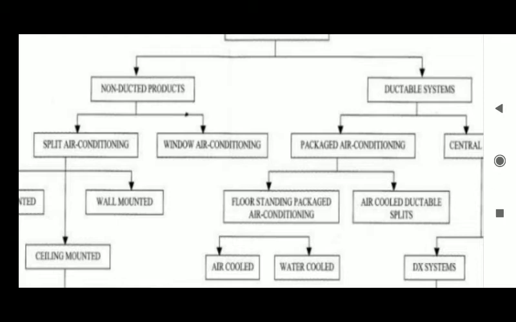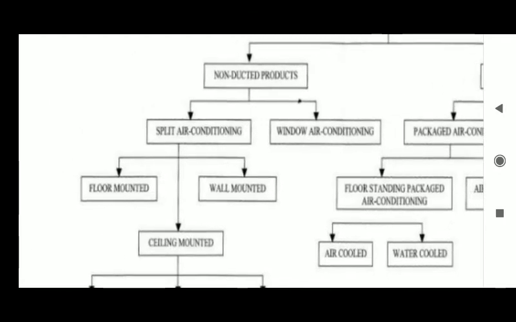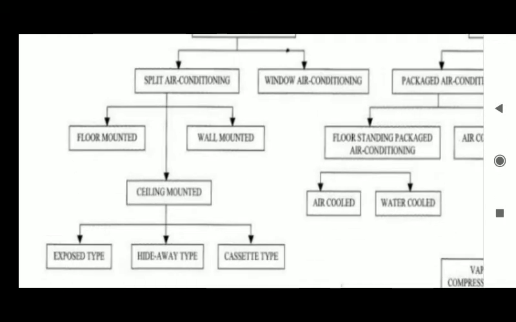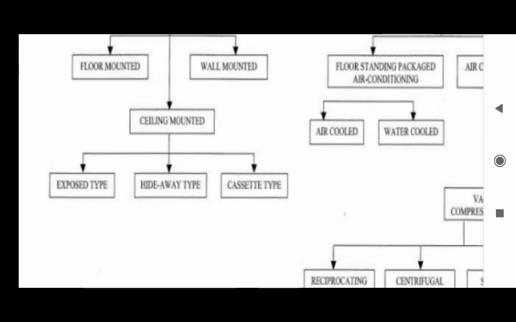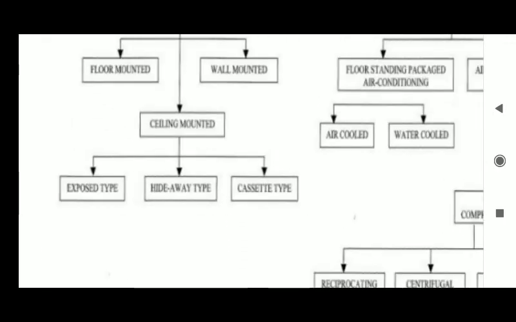Under non-ducted units, you have your split unit and your window unit. Then under your split unit, you have the floor mounted and the wall mounted. Most floor mounted units are used in banks, those ones standing as tall as a human being. Then we have the wall mounted, those ones that you hang on top of the wall. And we also have the ceiling mounted.